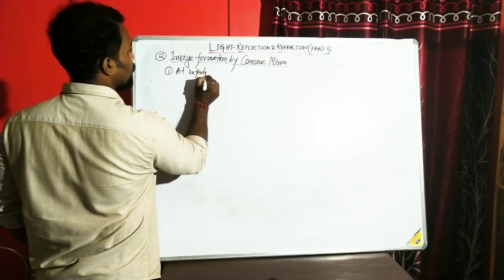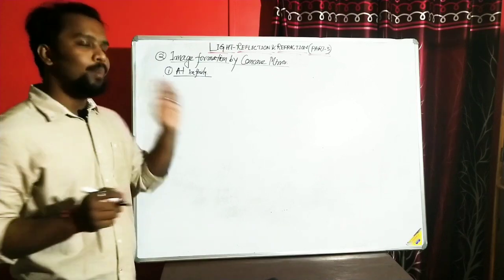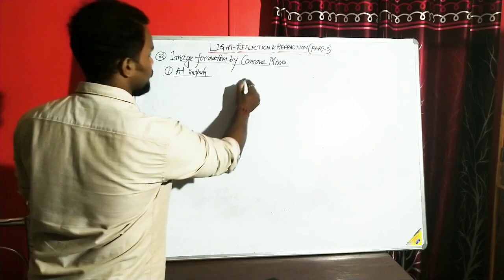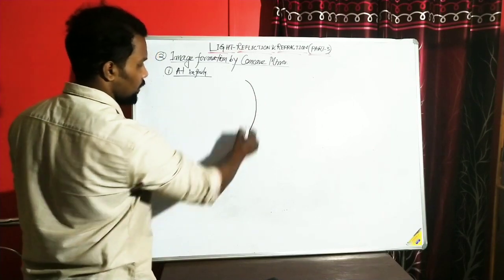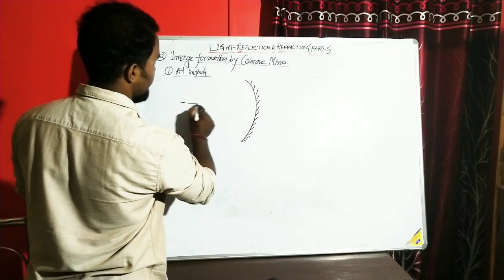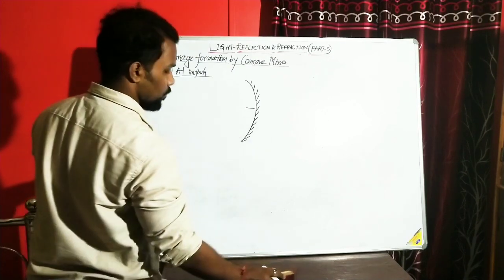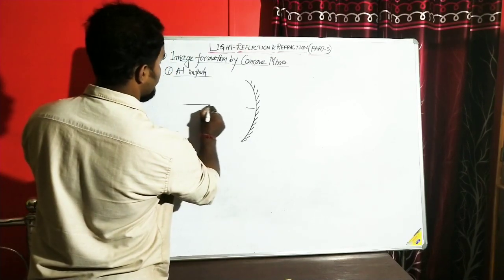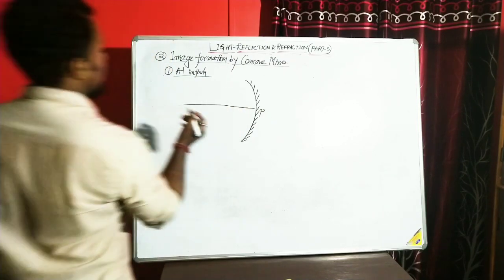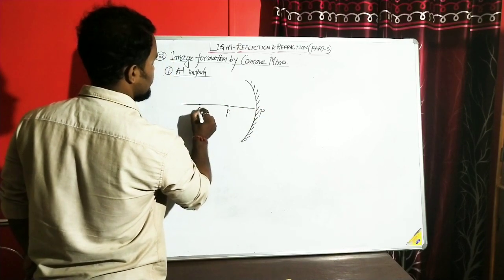First we will look at what happens in the case of a concave mirror when we place the object at infinity. First I will draw one concave mirror. I have drawn it in a bigger size. This is not a proper line. This happens when you draw freely. Never draw freely in your exam. This is my strict order to you. This is the pole, this is the focus, this is the center.